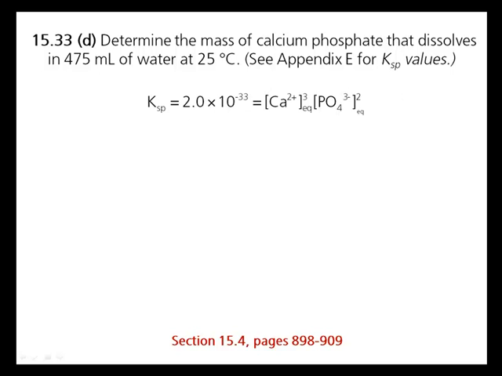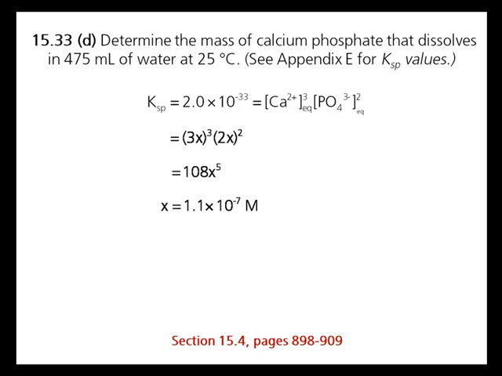This is an easy problem to solve. Since the calcium ion concentration is 3x, and since the phosphate ion concentration is 2x, then Ksp equals [3x] cubed times [2x] squared. Don't forget to put the brackets around the 3x and around the 2x. And when you do the math, that works out to 108x to the 5th.